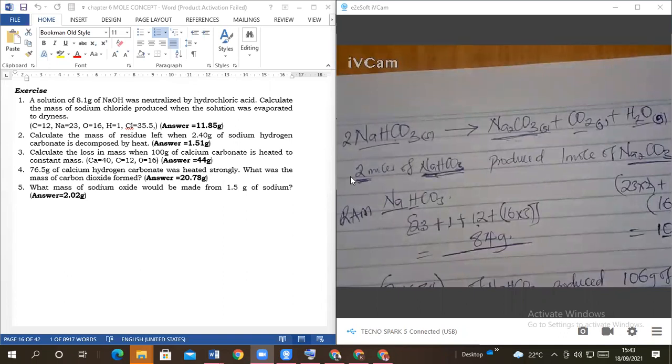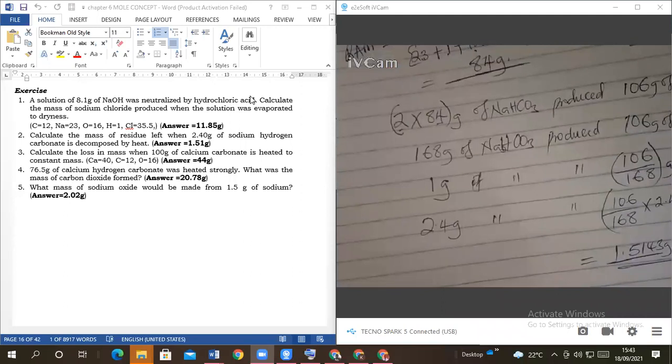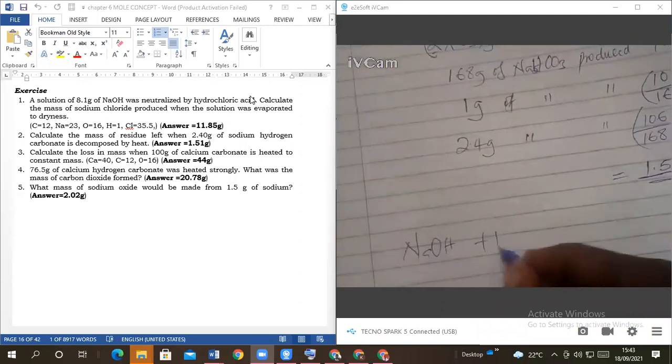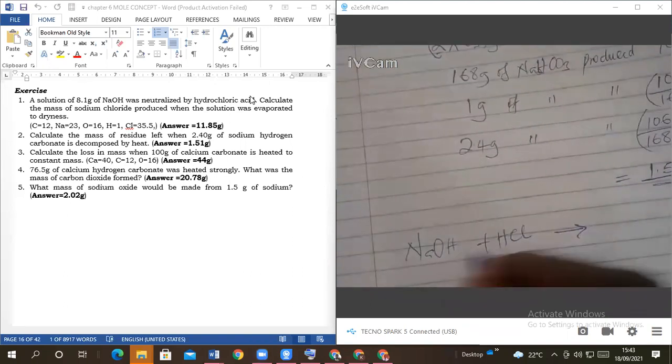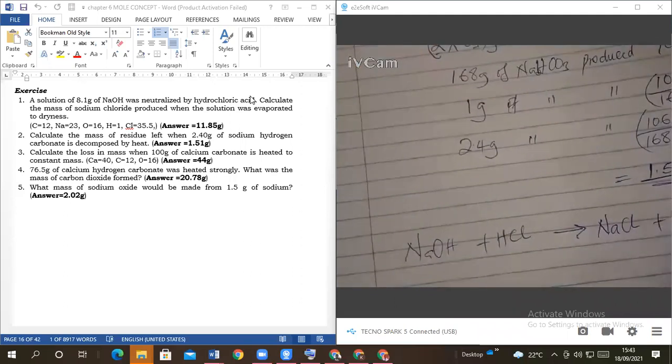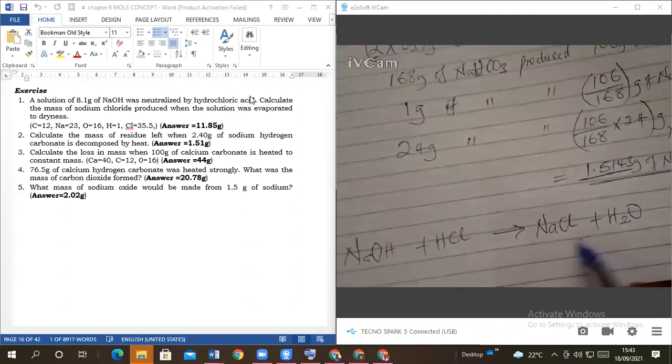Yes. Okay, very good. So that's why you start from anything here, even sodium hydroxide and hydrochloric acid. They say sodium hydroxide was neutralized by the hydrochloric acid. You write sodium hydroxide plus hydrochloric acid. The end product is sodium chloride plus water. Now, if you evaporate this, try to balance. You see this?